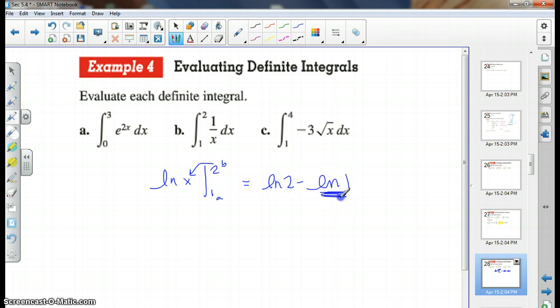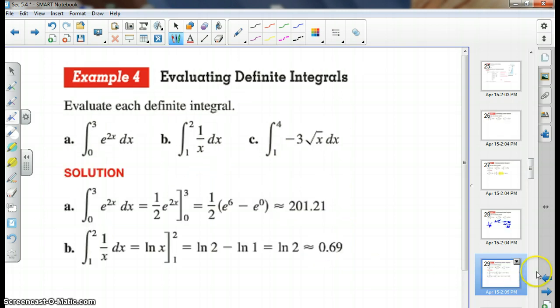Well, perhaps you remember that all log functions go through 1, 0. So hopefully you remember that the log of 1 really is 0. So this really says the natural log of 2 minus 0, which should just be the natural log of 2 for the area underneath the curve. And that's what the author decided here too. Again, they switched it into decimal form just in case they say round your answers to the nearest 2 decimal places. But the exact answer is the natural log of 2.